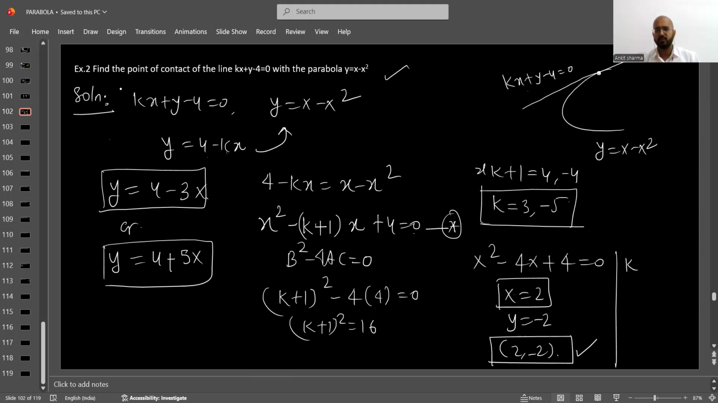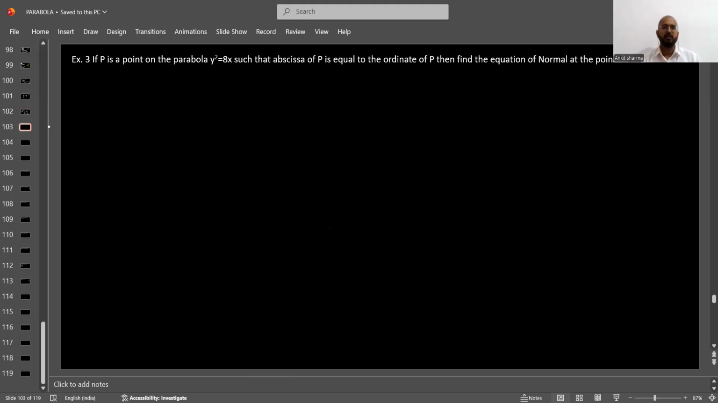So this turns out to be k square. K is minus 5. So again, I get minus 4x plus 4 only. That means this is the only point. So no need to worry. We can go ahead. Now moving to this.